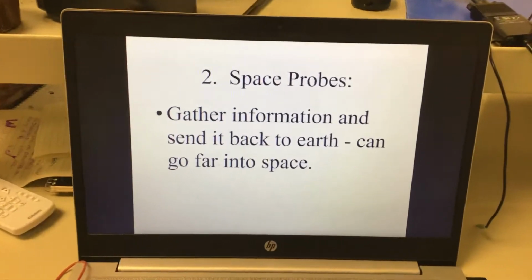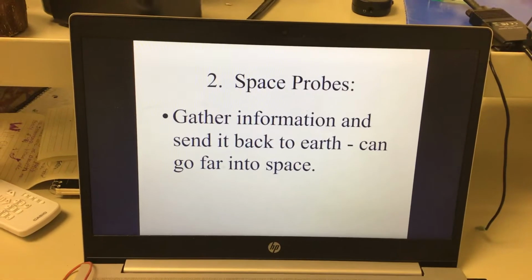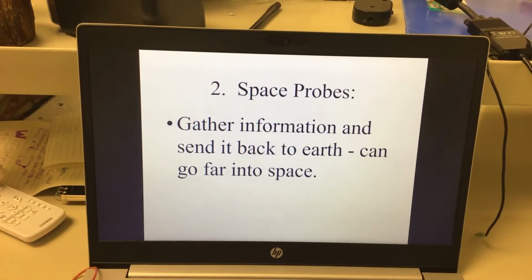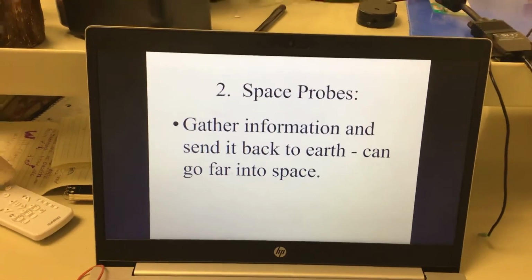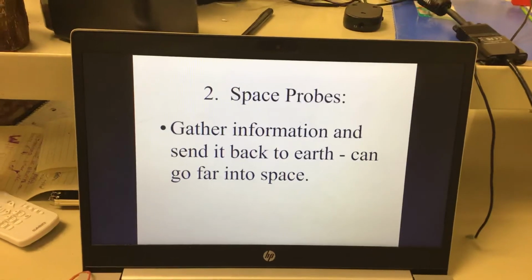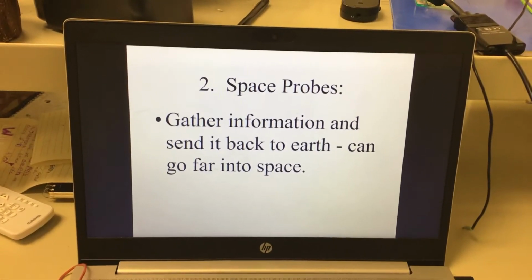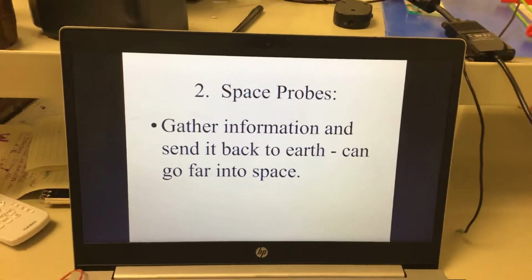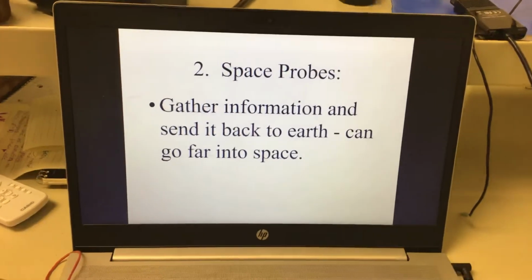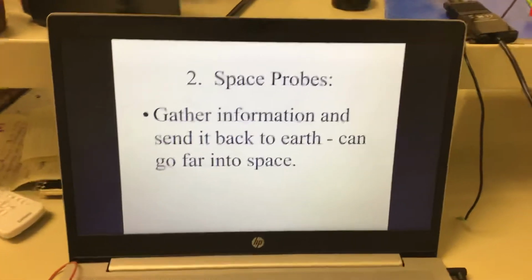The second thing is space probes. Write this down. Space probes gather information and send it back to Earth. Basically, we send something out and it just kind of floats out there. Sometimes they do flybys where they float by a planet and take some pictures. Sometimes it lands. You've maybe heard of like the Mars rover. That was a probe that landed and it gathered information. It'll send the information back, but it won't come back itself.